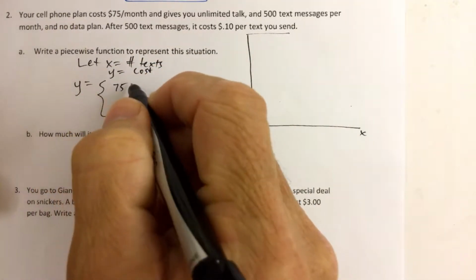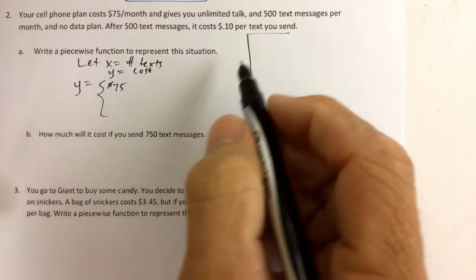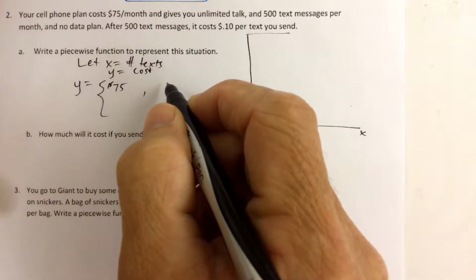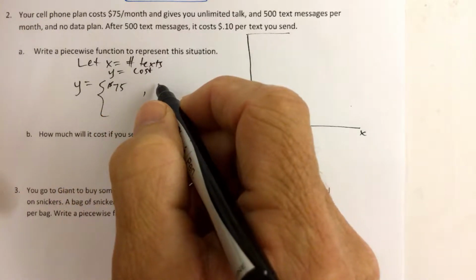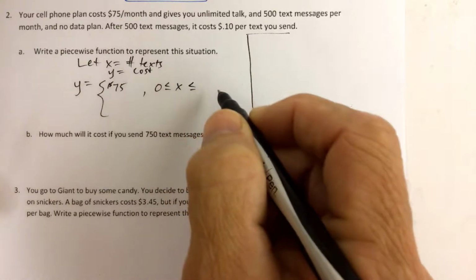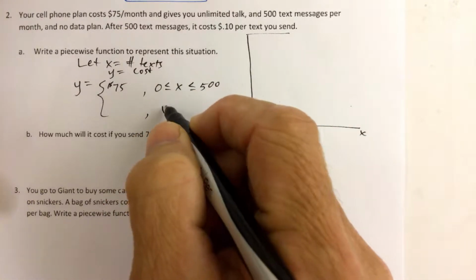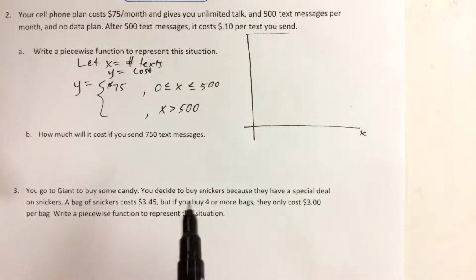So y is equal to, let's build a piecewise function, $75 a month up to 500 text messages. So it's $75 either way. If you don't send any text messages, it's going to cost you $75, and so that's what your cost will be up through 500 texts. After 500, we have to figure out how much you're going to be paying.